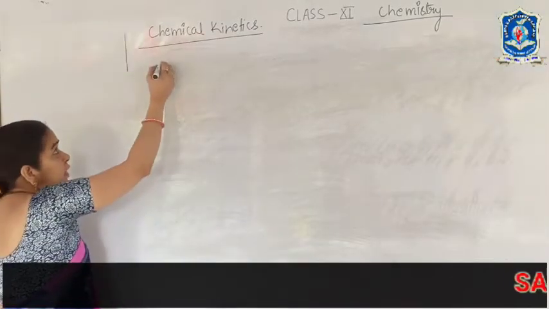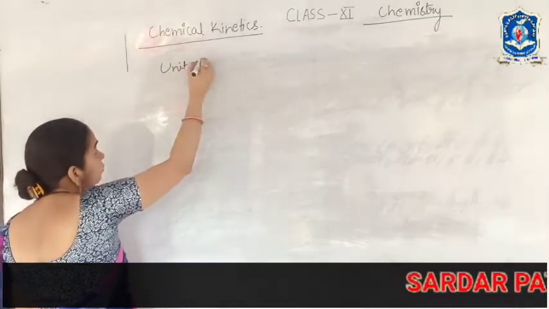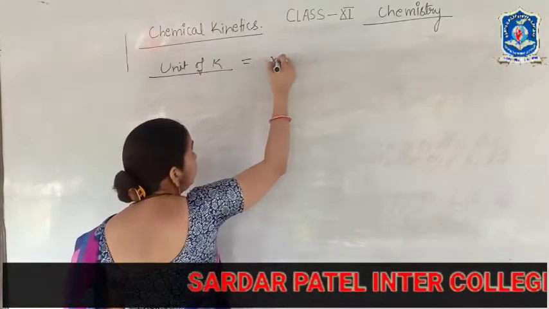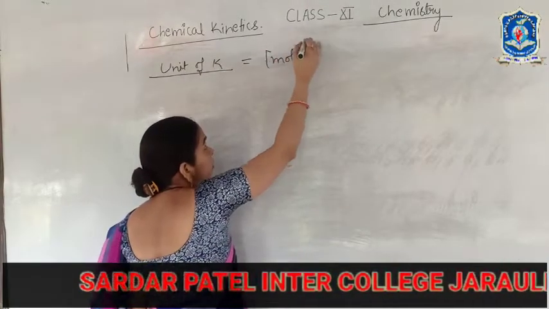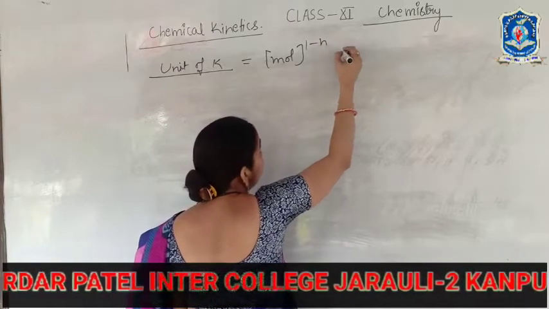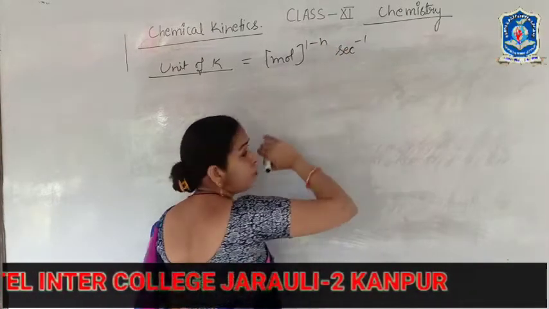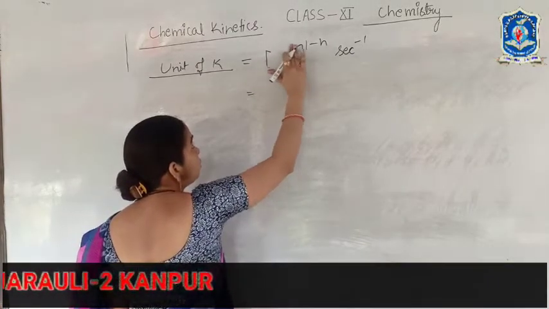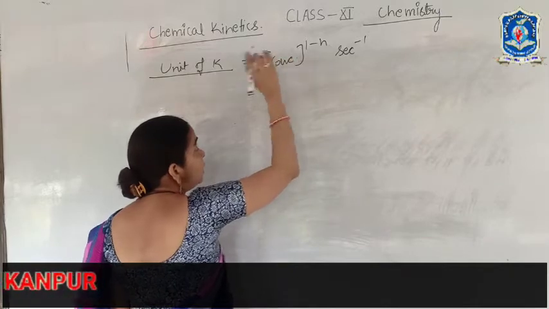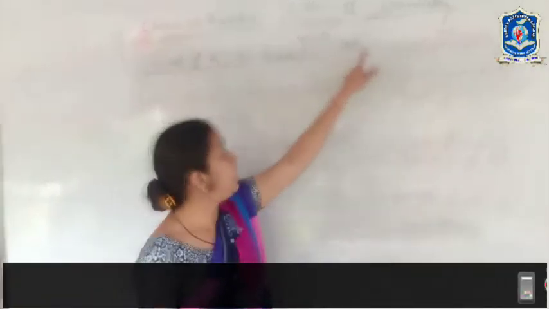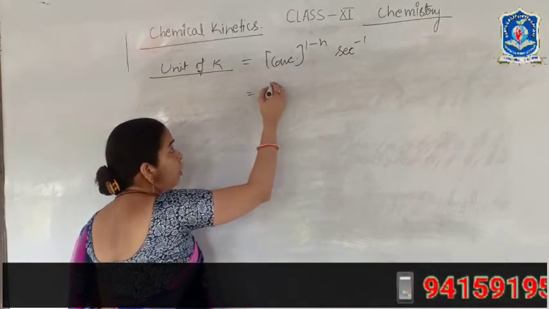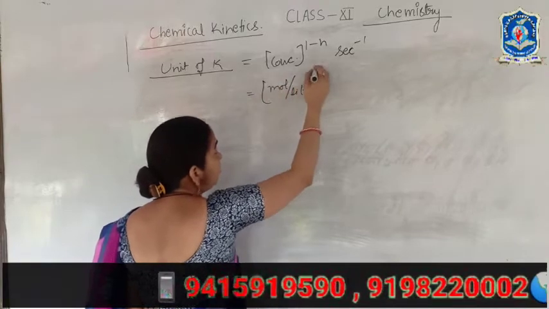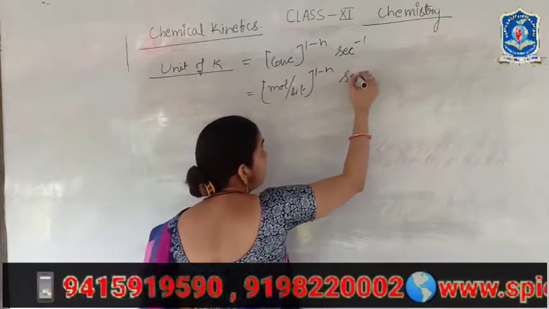Now we discuss the unit of k, the unit of rate constant. The unit of k is mole^(1-n) into second inverse. Here take concentration: concentration^(1-n) and second inverse. The unit of concentration is mole per liter. Hence it becomes (mole per liter)^(1-n) second inverse.